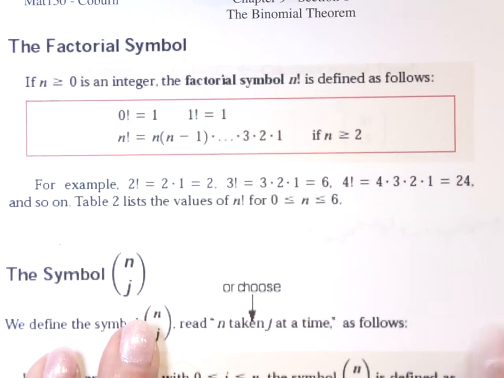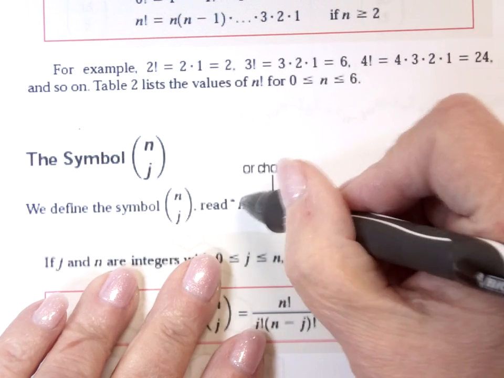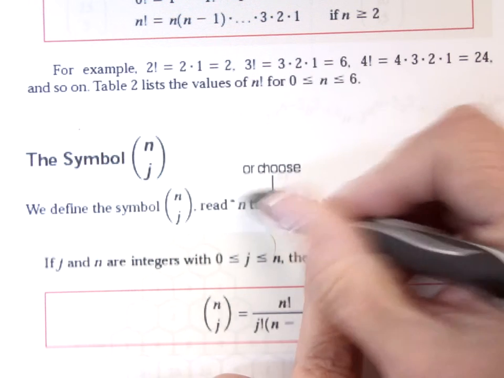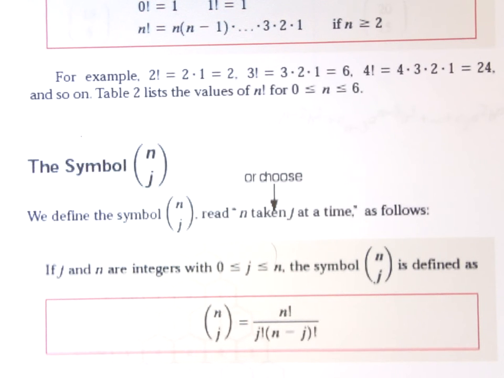Now we're going to get into the other thing that's in there, and this is this particular symbol. We define the symbol, and it's read n taken j at a time. If I am doing probability or counting, it's as though I have a bag of pens, like I have here. I shake them up, and if I had, just guessing, 10 pens in here, n would be 10, and I'm going to count how many ways I can take out 3 pens. So n choose 3, or n taken 3, as I reach in, independently take out 3, and I count how many ways that can happen. So that's what it means by taken.